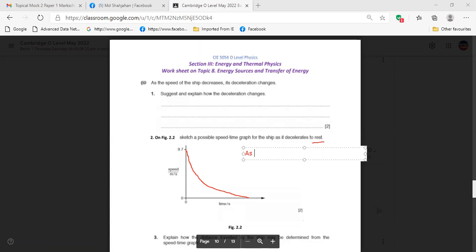As deceleration decreases, the gradient of the graph also decreases.